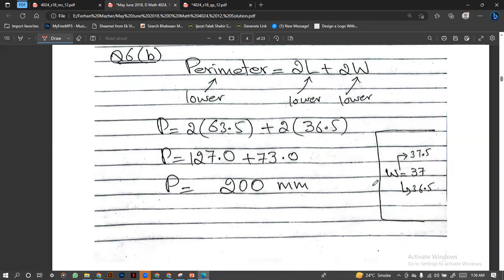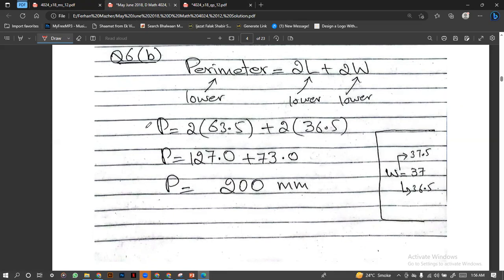The width will have a lower bound of 36.5 millimeters and an upper bound of 37.5 centimeters. The perimeter you want is 2 length plus 2 width. You want the lower bound of the perimeter, so the length's lower bound and the width's lower bound will be used.